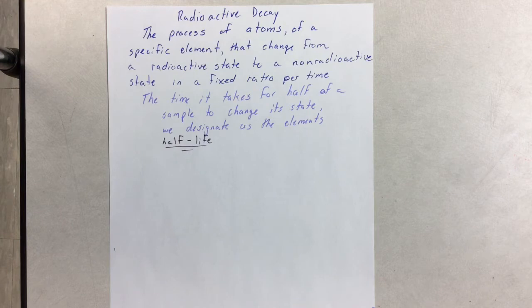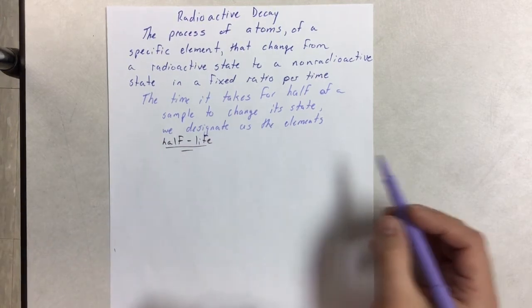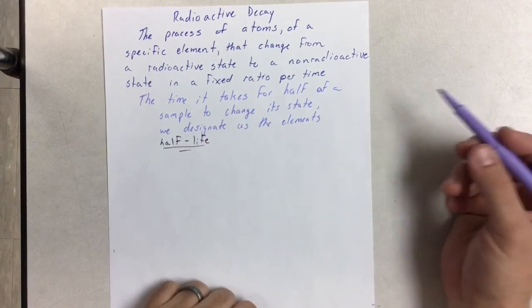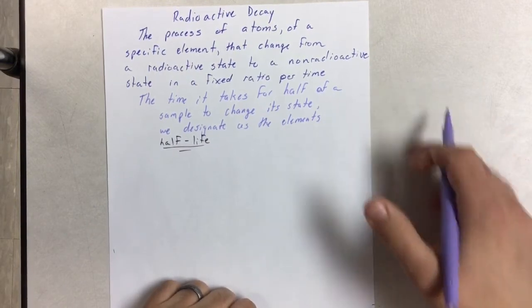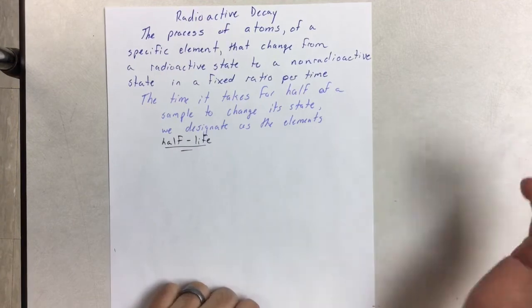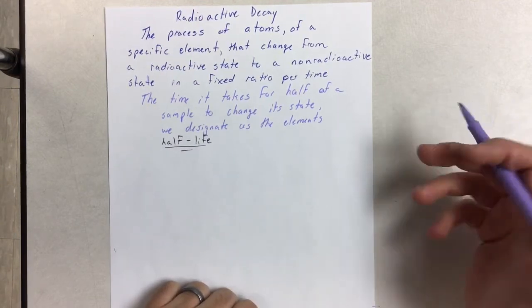And this time that it takes for half of a sample size to change its state, we designate this time frame an element's half-life, and that's what this next example is about. So I just studied real quick. There are two elements that have radioactive properties and therefore have a half-life, and that being radium and polonium.